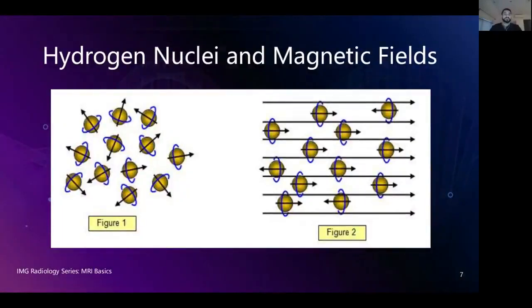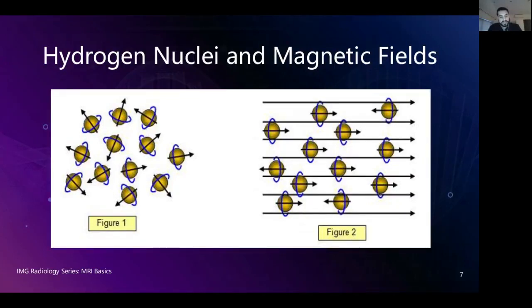So we spoke a little bit about this, magnetic fields and hydrogen nuclei. In the first image, we can essentially see that the hydrogen nuclei are all moving in different directions. And the key term here is vector. There's no net vector or net magnetization in figure 1. They're all moving in different directions, in opposite directions and against each other as well.